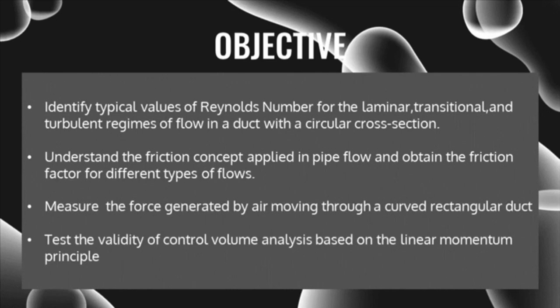Next, the objectives of the project are, first, to identify typical values of Reynolds number for the laminar, transitional, and turbulent regimes of flow in a duct with a circular cross-section. Then understand the friction concept, apply it in pipe flow, and obtain the friction factor for different types of flows. Then measure the force generated by flow moving through a curved rectangular duct. And the last objective is to test the validity of control volume analysis based on the linear momentum principle.